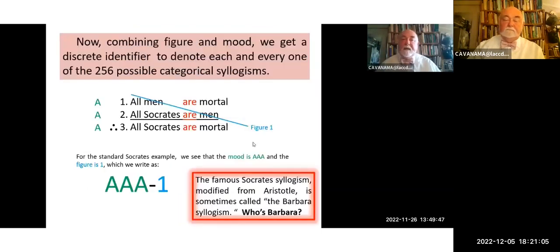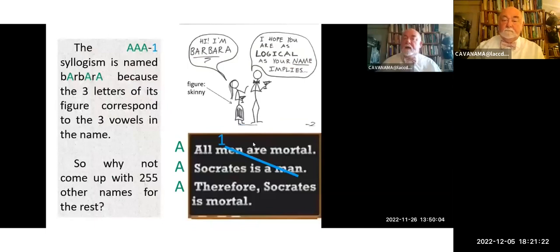Okay, so now combining figure and mood, we get a discrete identifier to denote each and every one of these 256 categorical syllogisms. Here's our Barbara, AAA-1. By the way, Barbara, who's Barbara? Why do we call it Barbara? Well, the Barbara syllogism is named because the three letters of the mood correspond to the three vowels in the name.